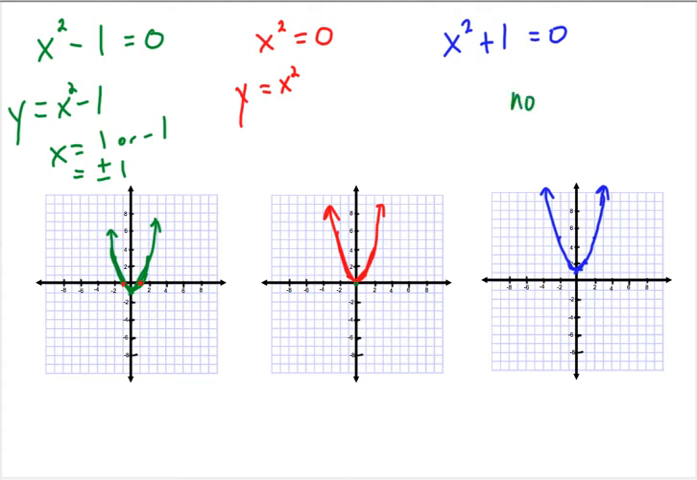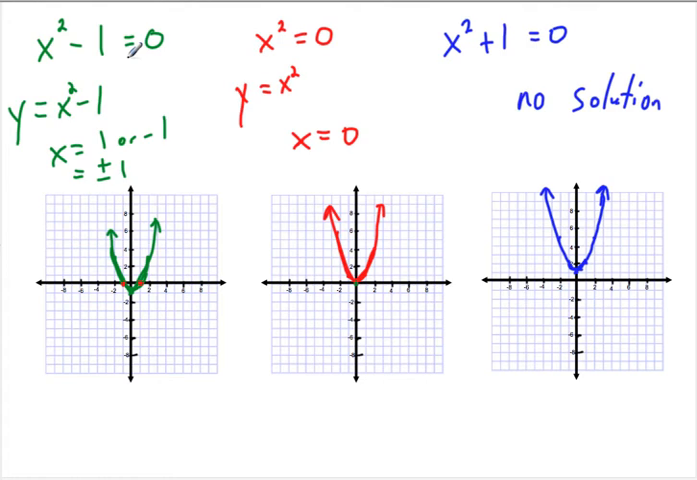Oops, let's make that blue. So this is no solution. The red one has one solution, and it's at x equals 0. And the green one had two solutions at x equals 1 or negative 1, also known as plus or minus 1.